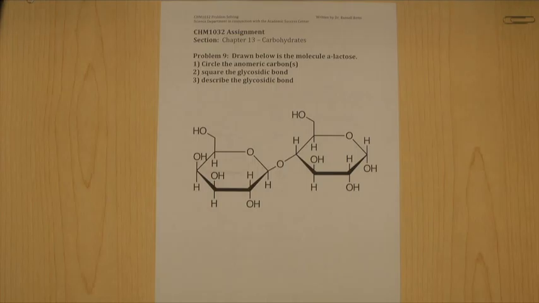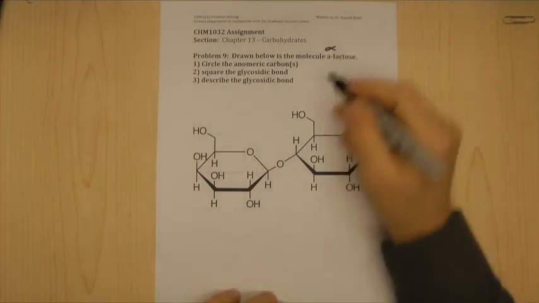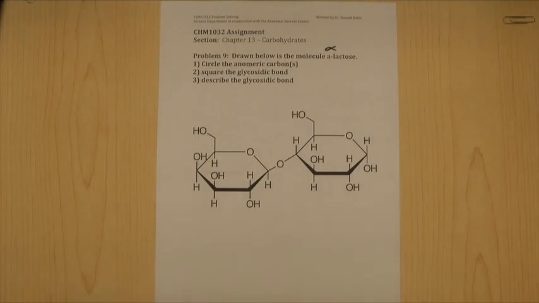Drawn below is a molecule of alpha lactose. It should be alpha lactose; let me just correct that real quick. Circle the anomeric carbon, or carbons, there might be more than one. Square the glycosidic bond, which means draw a square around it, and then describe it. All right. Well, first things first, let's answer these questions in order.